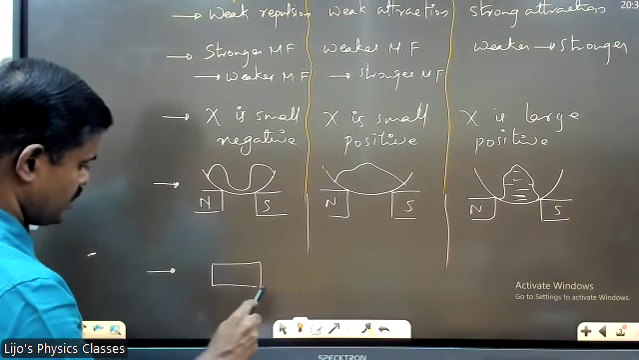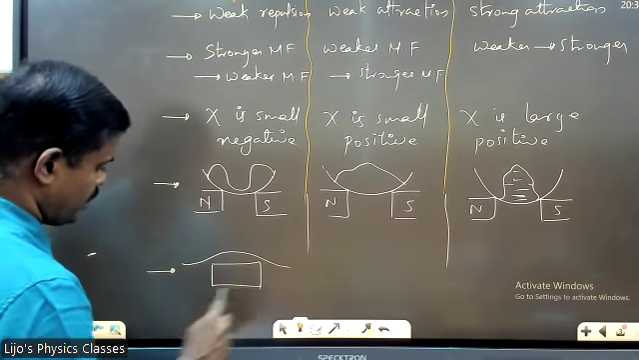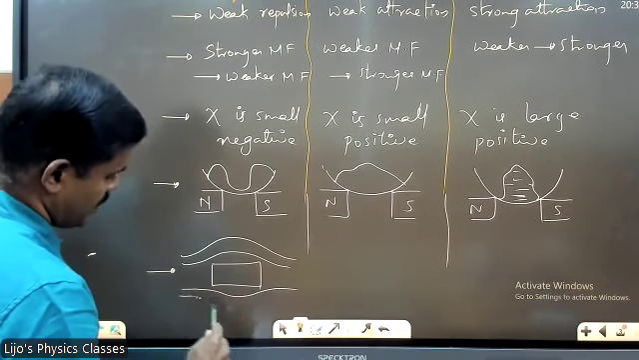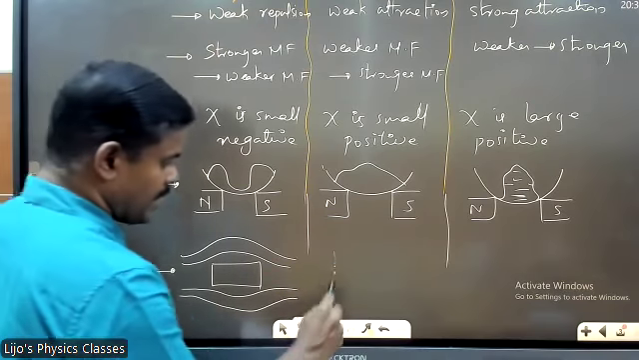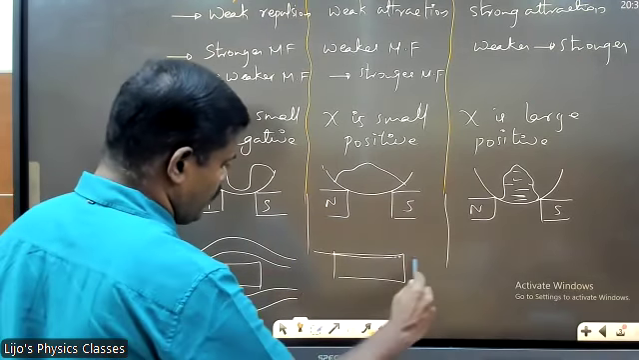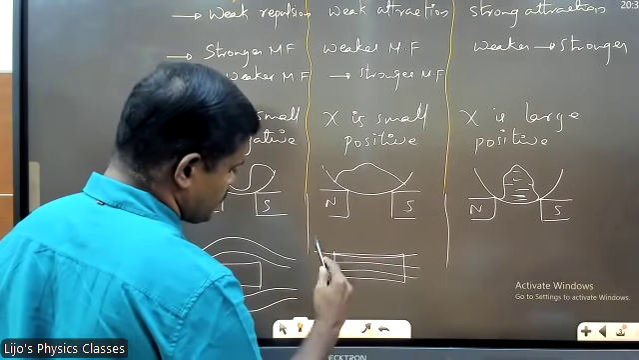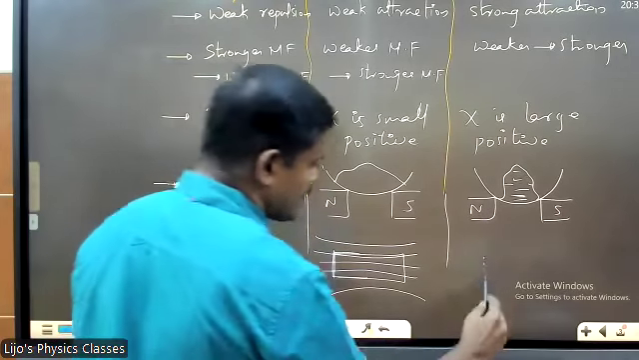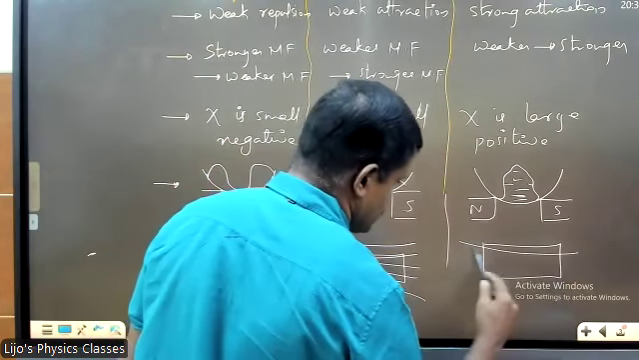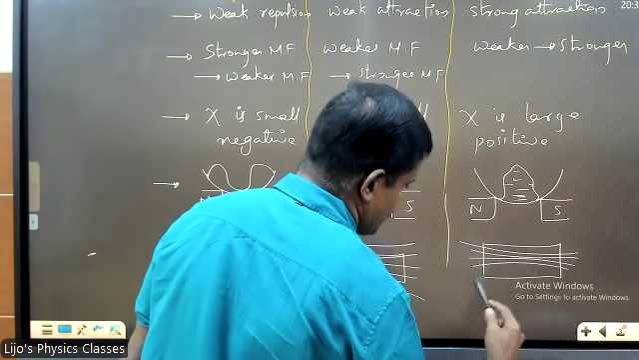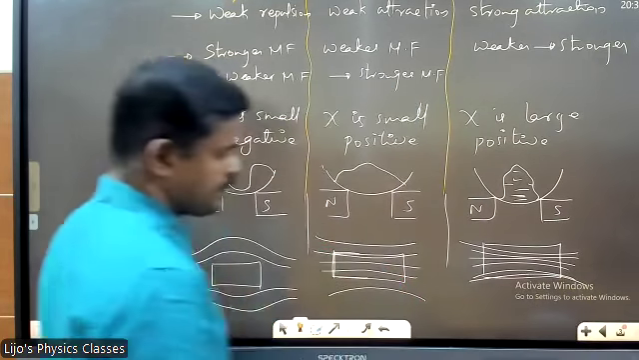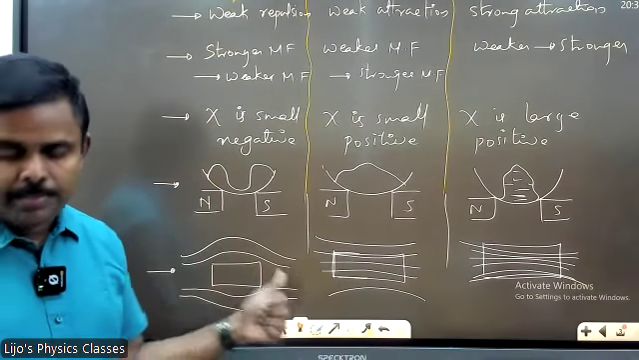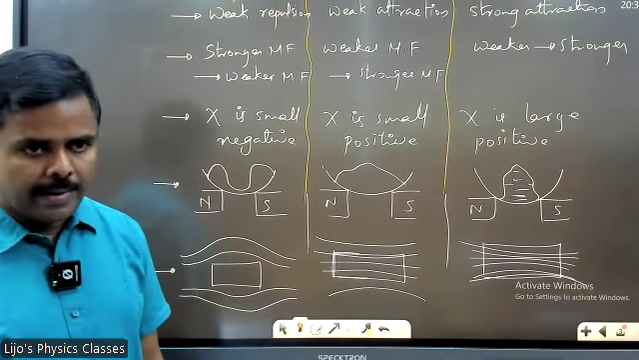I told you about field lines. Field lines are expelled or repelled by diamagnetic substances. In paramagnetic substances, few of the field lines will pass through. In a ferromagnetic substance, there will be convergence of field lines inside. Almost all of them will pass through. Dia, para, ferro. Okay.